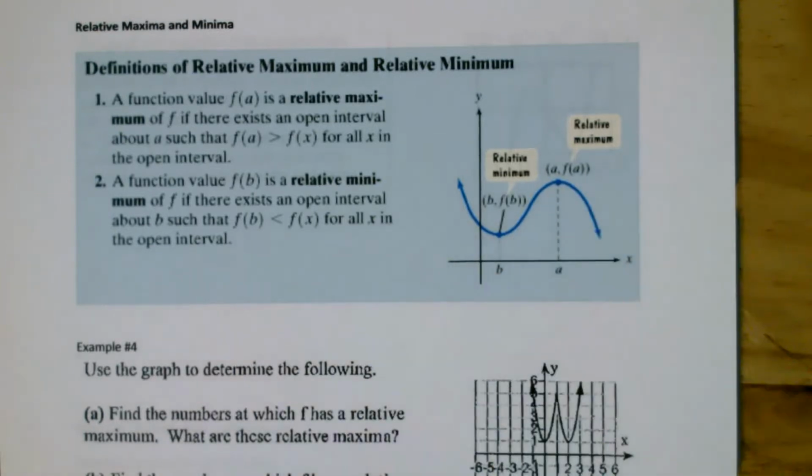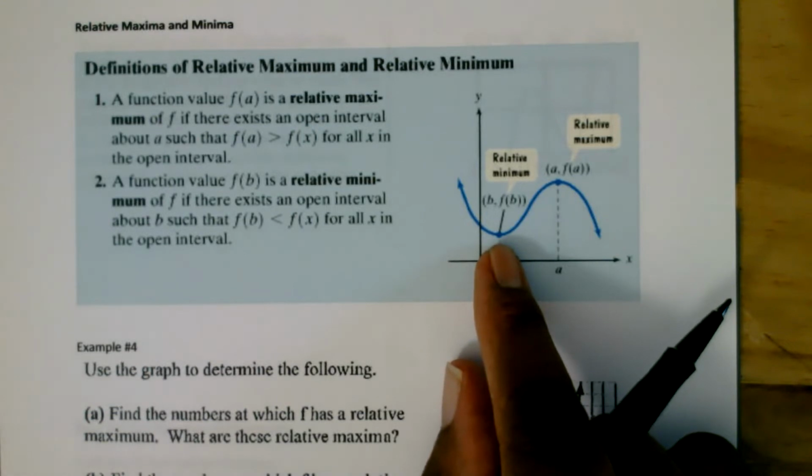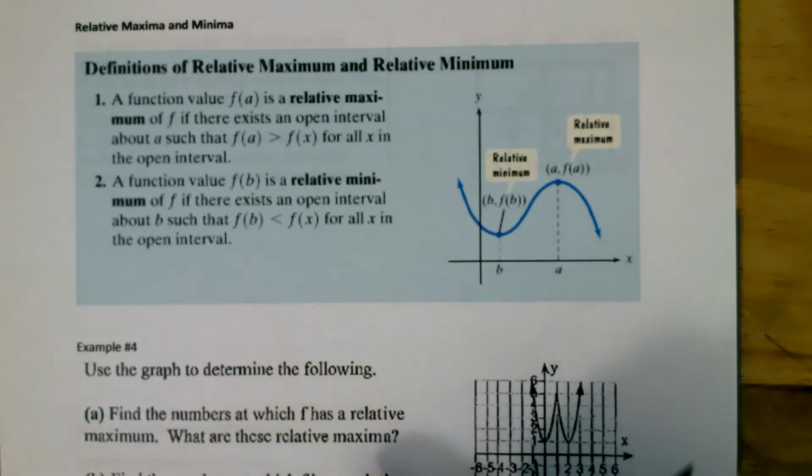And then number 2, a function value f of b is a relative minimum of f if there exists an open interval about b such that f of b is less than f of x for all x in the open interval. Okay. So in other words, here's your relative minimum here. That's going to be the lowest point or the valley on that graph.